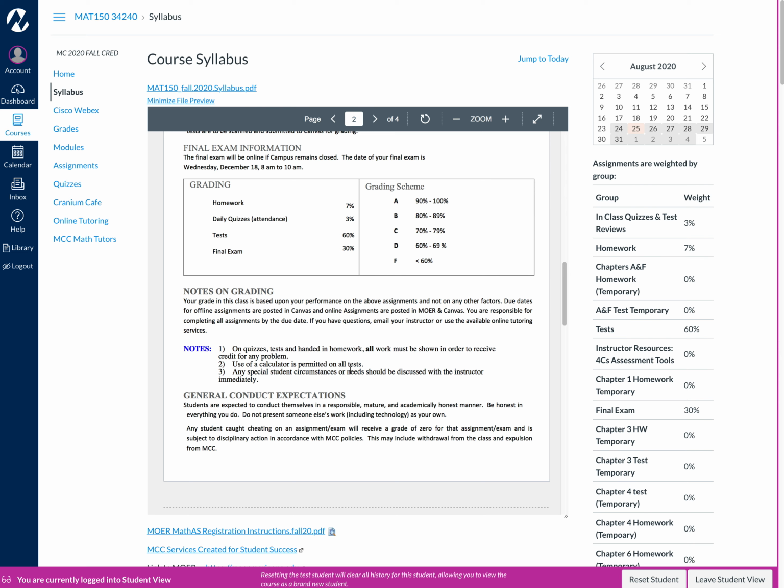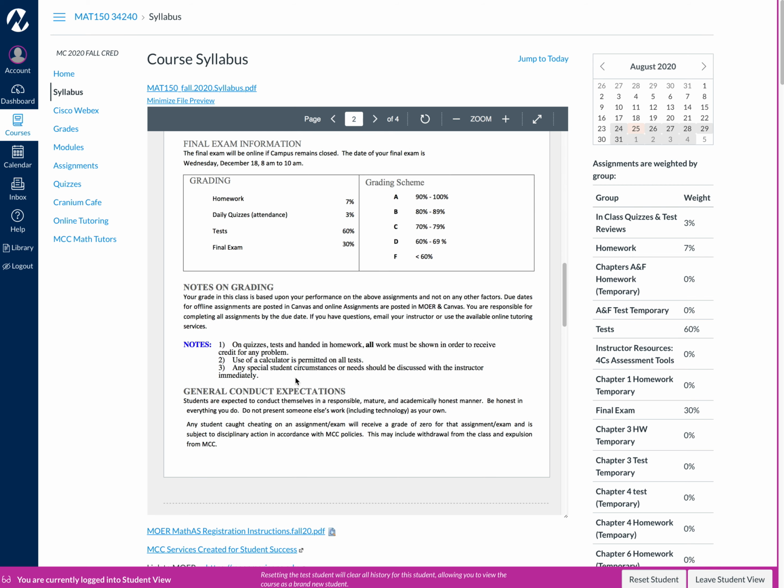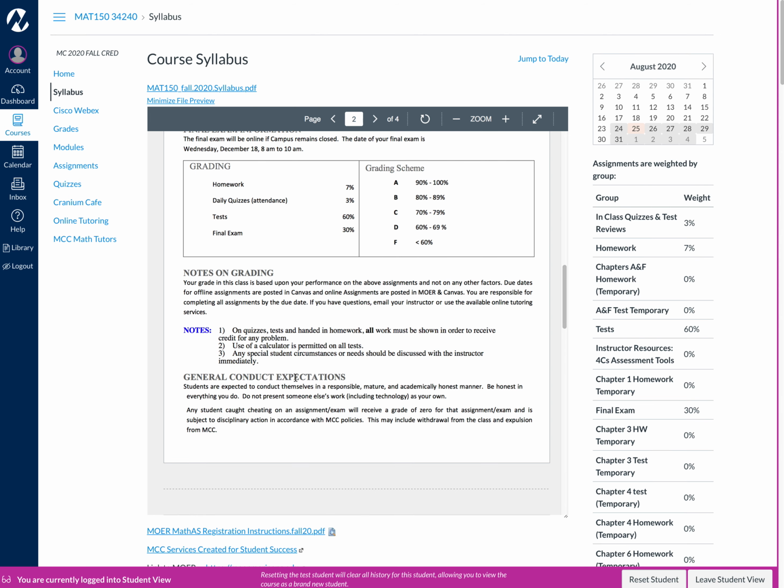Use of a calculator is permitted. I use calculators. Why shouldn't you? Any special student circumstances or needs should be discussed with the instructor. That's if you're military, you're going to be gone, you need to let me know, and we can make arrangements for you to be able to do the assignments.